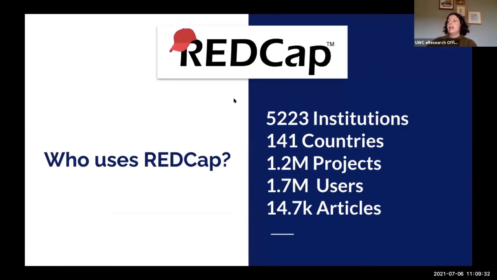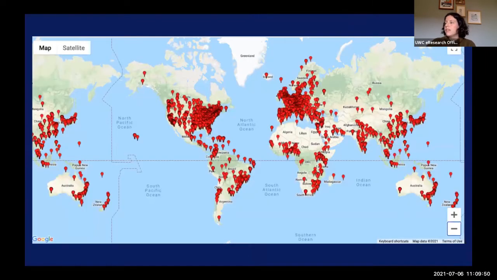Okay, who uses REDCap? REDCap is widely used and well established. It is used by over 5,000 institutions in 141 countries. Over 1.2 million projects have been created by 1.8 million users. Over 14,500 articles have been published using REDCap data. You can see a map of instances of REDCap distributed around the world.